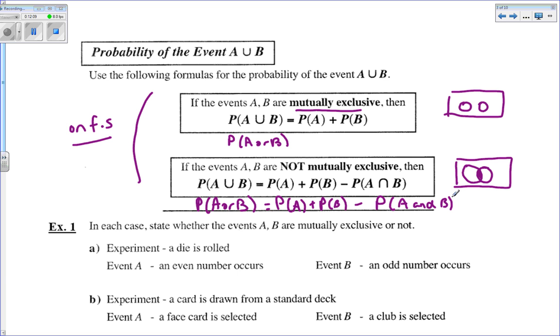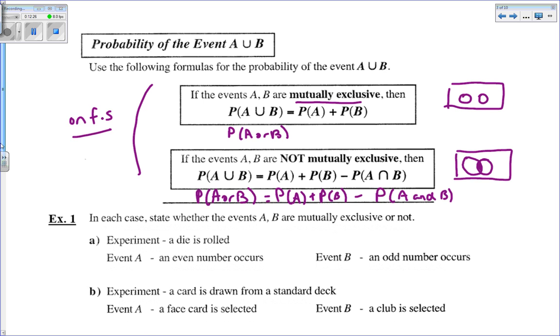And then this formula also works backwards. You can determine if an event is mutually exclusive or not if you have these probabilities and you figure it out. If the probability of A or B just equals the sum of the individual probabilities, then your events are mutually exclusive. If not, then they're not mutually exclusive.